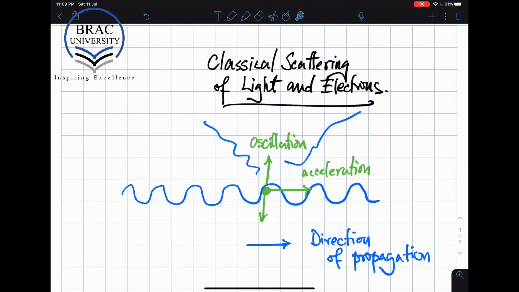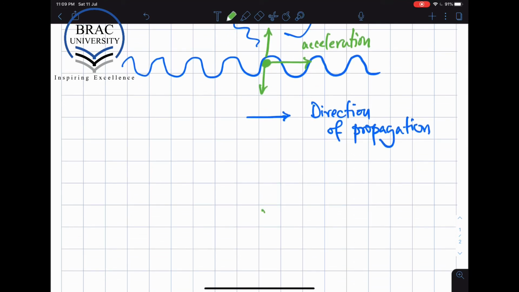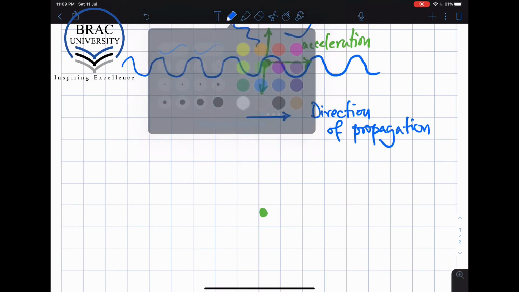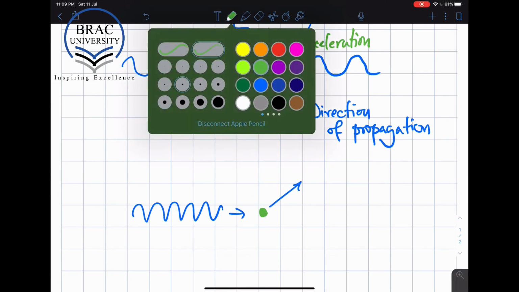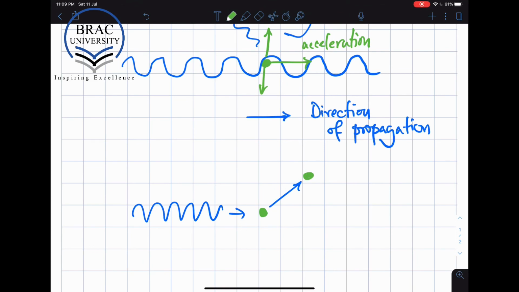What turns out is that in experiments, that is not what one sees. Instead, in experiments, if you have an electron that is sitting still and you shine some very high-frequency ultraviolet radiation towards it, the electron recoils in some random direction, and the electron scatters the beam.